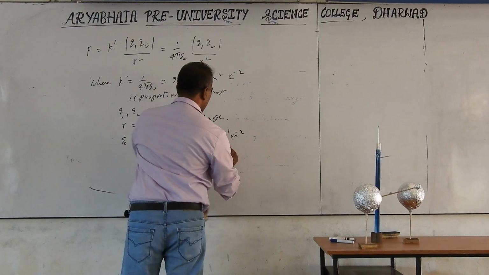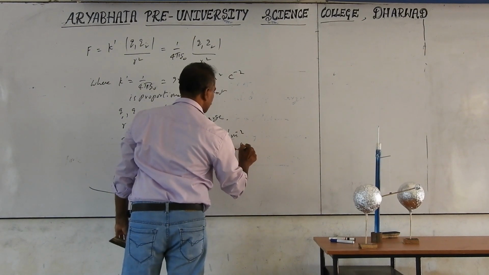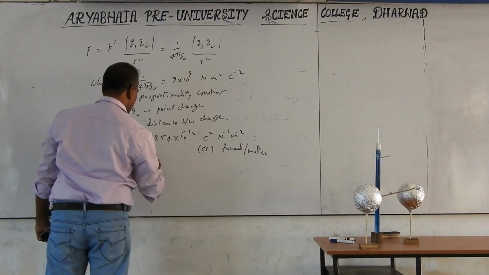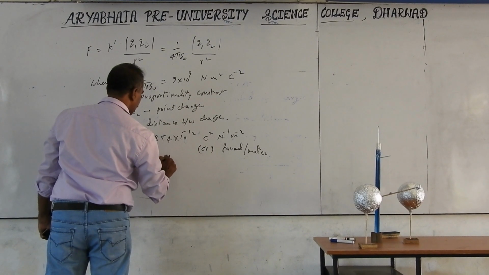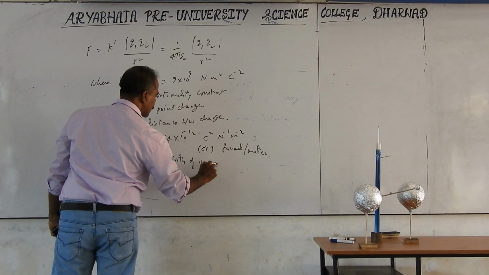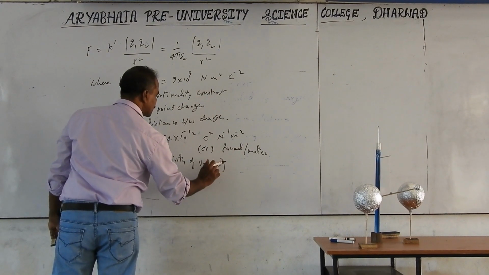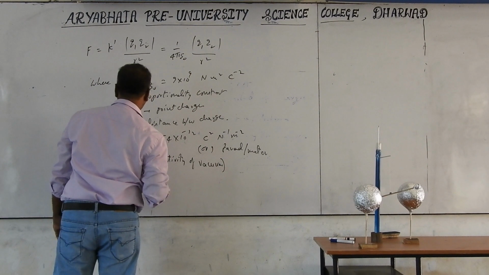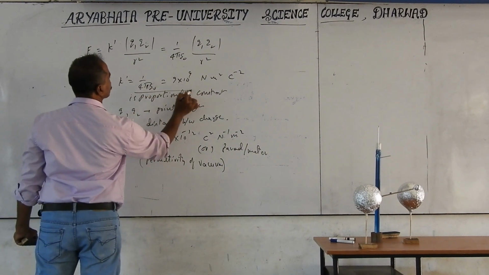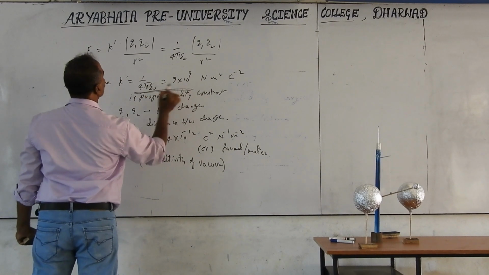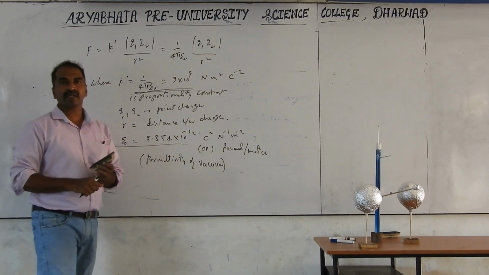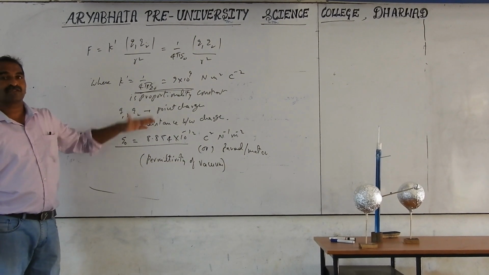This is called the permittivity of vacuum. Another name for vacuum is free space. This value we need to remember. The proportional constant value you need to remember, and the epsilon value also you have to remember. These two values you must remember. They will be repeatedly coming in the other topics also.